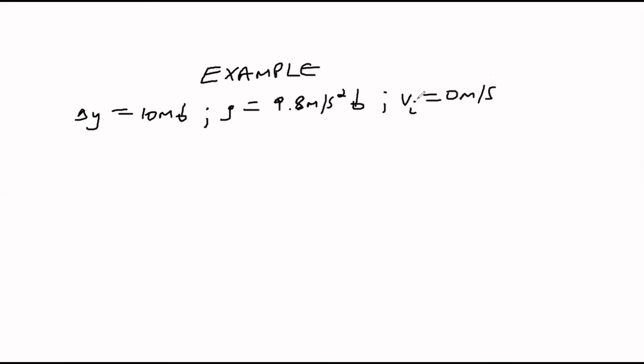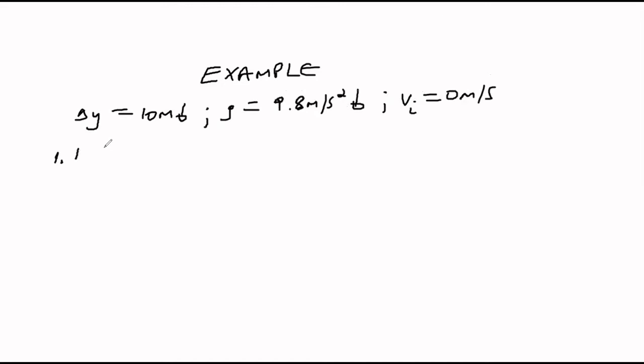Example number 1. The height displacement is 10 meters, which is acting downwards. We also have gravitational acceleration 9,8 meters per second squared, which is downwards. The object is dropped, which means the initial velocity is 0. Okay, what are we looking for? For the first question, 1.1, we calculate the velocity when the stone strikes the water.